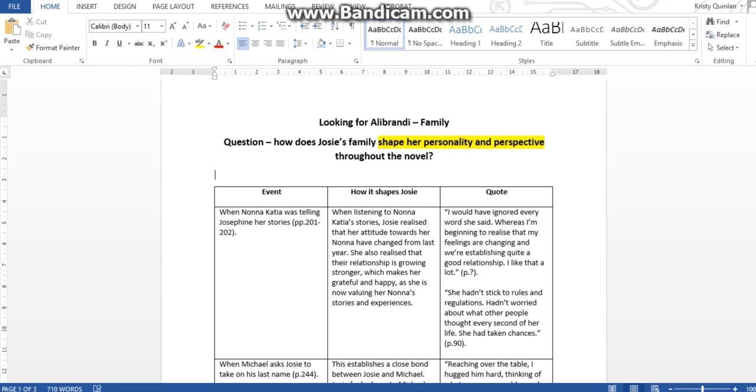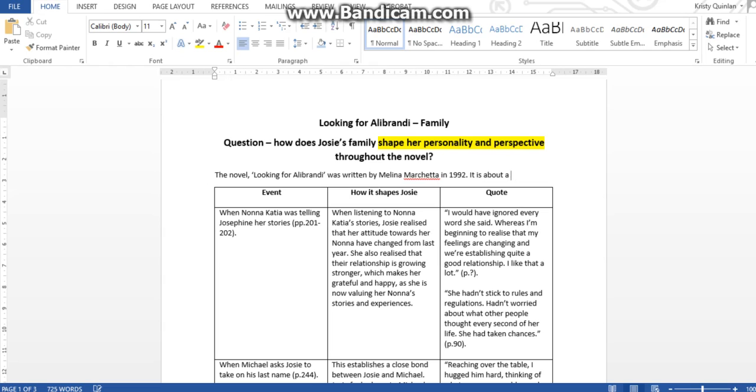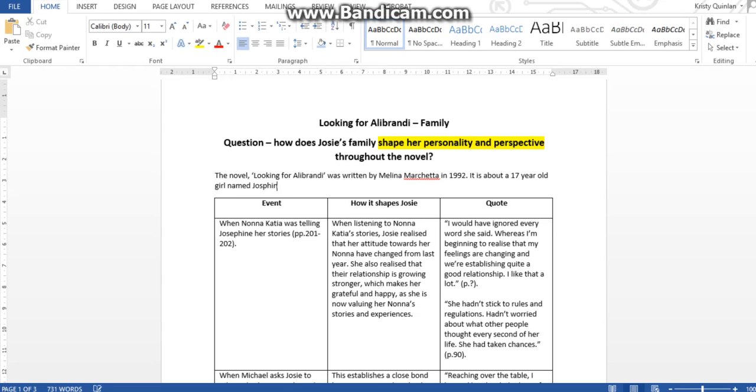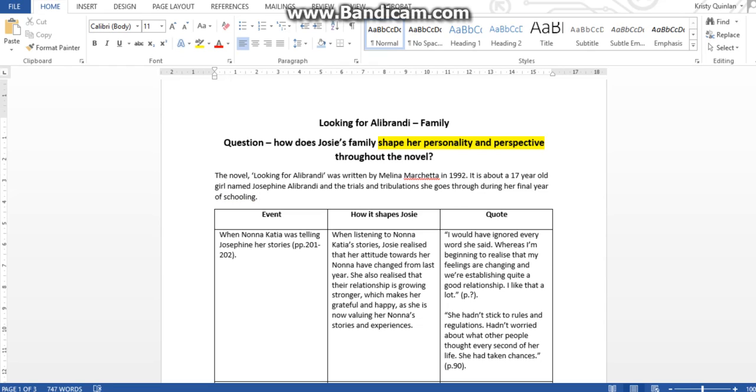Now, for your introduction, you want to start broad and then become more narrow. So we need to start off with a sentence or two about the novel, who wrote it, and what it's about. So for this, we can say, the novel Looking for Alibrandi was written by Melina Marchetta in 1992. It is about a 17-year-old girl named Josephine Alibrandi and the trials and tribulations she goes through during her final year of schooling. So we have a sentence there that is very brief about the book, what it's about.